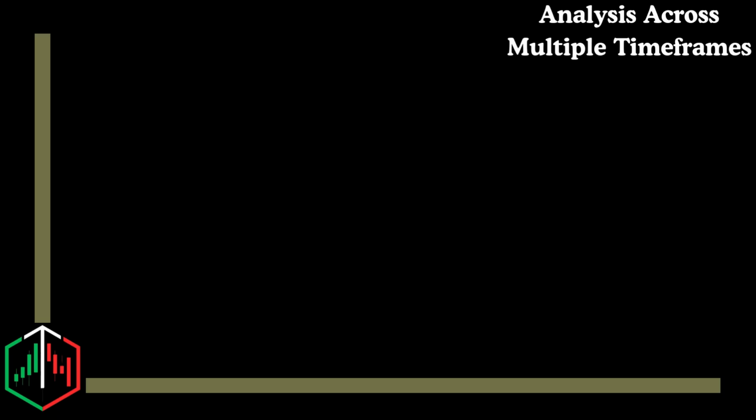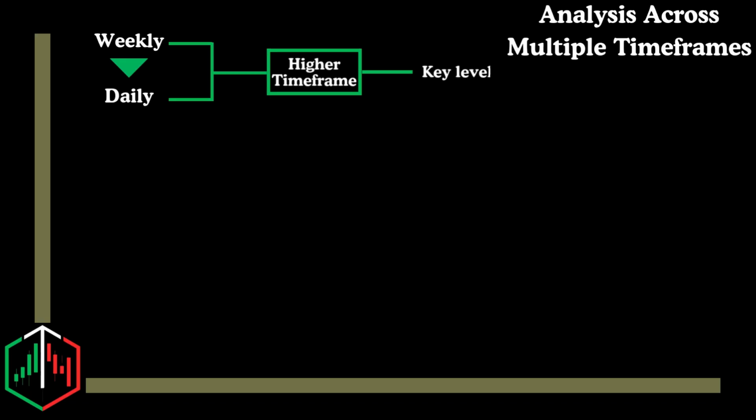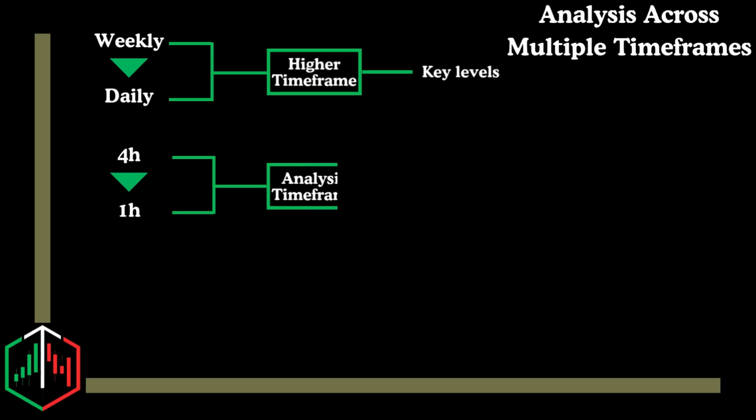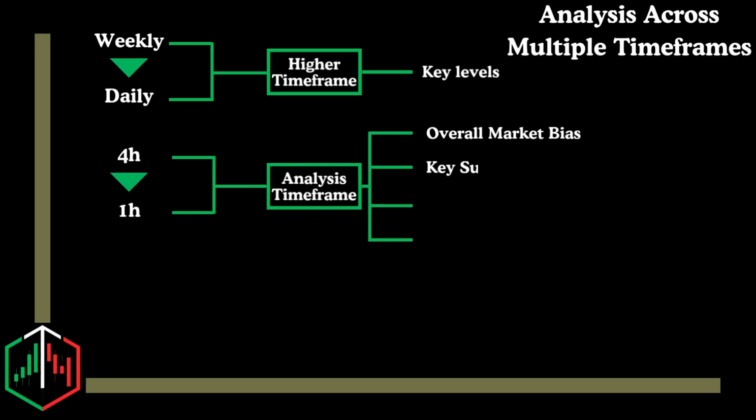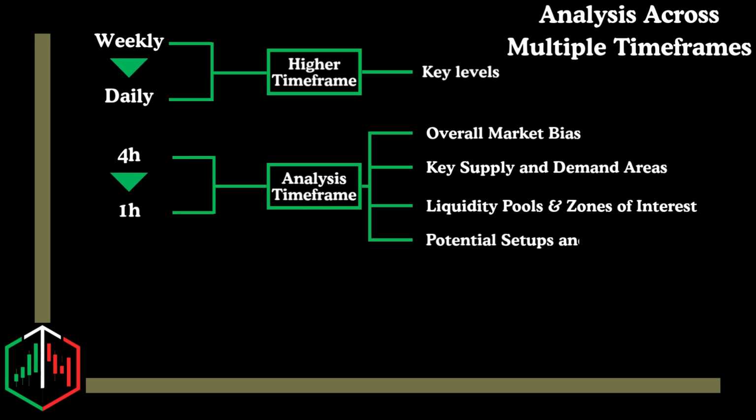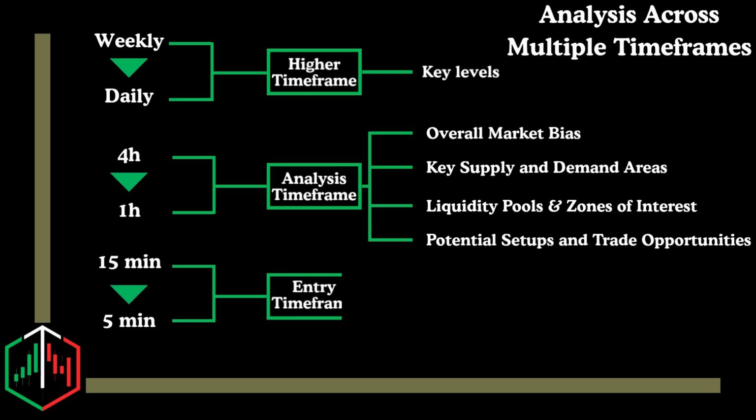In our chart analysis, we focus on three types of time frames. Starting with the higher time frames, weekly and daily, which we use solely to spot key levels in the market structure. Next, we work with the 4-hour and 1-hour charts for the bulk of our analysis, including determining overall market bias, key supply and demand areas, liquidity pools and zones of interest, and potential setups and trade opportunities. Finally, we use the 15-minute and 5-minute timeframes when we need additional confirmation and precise entry signals.